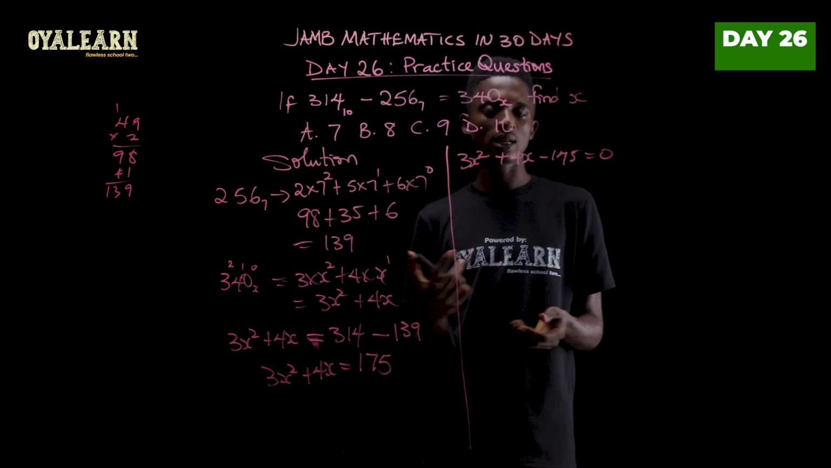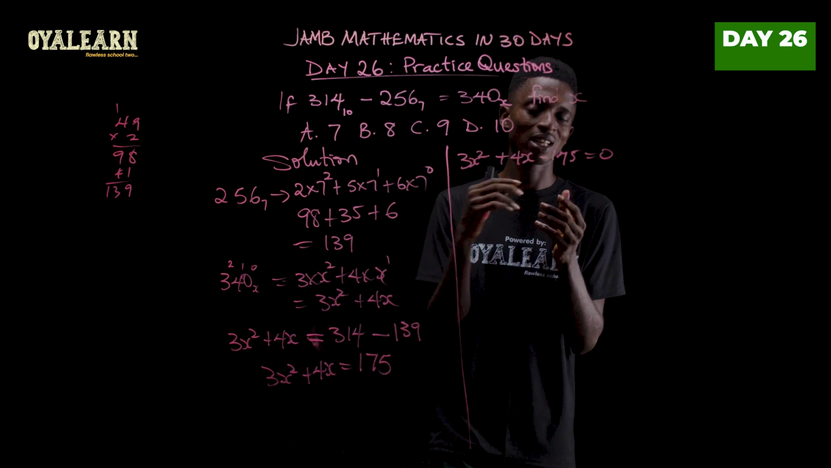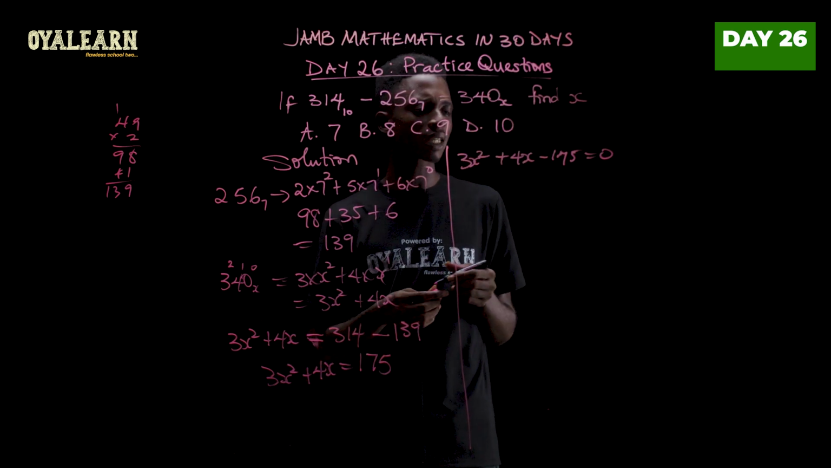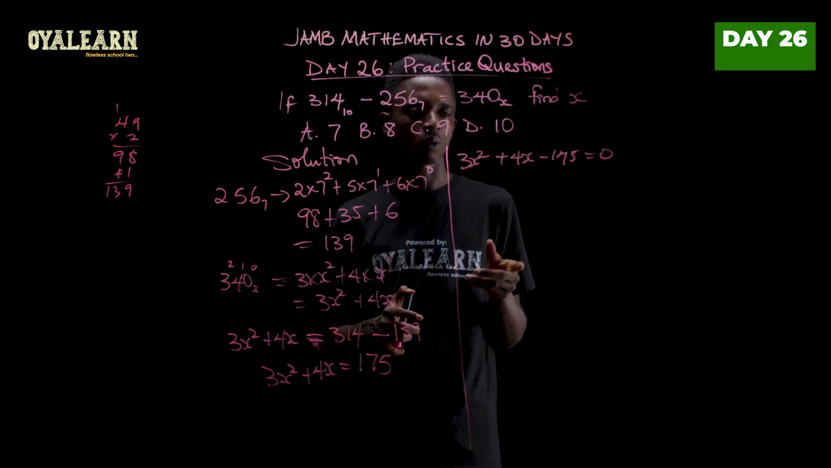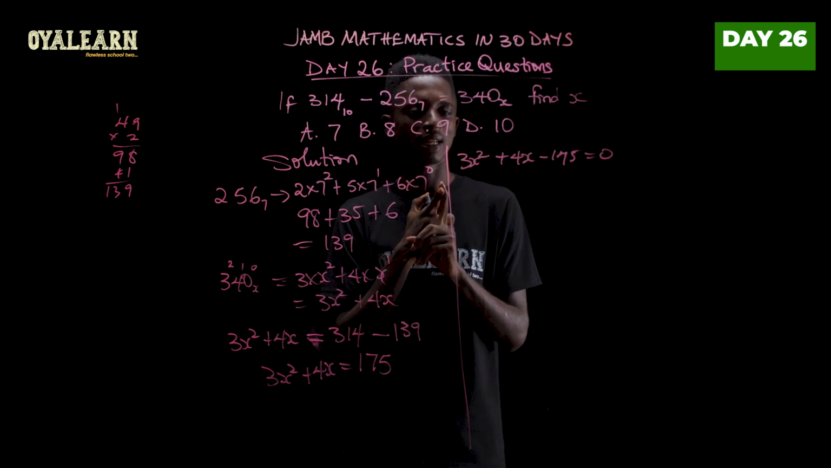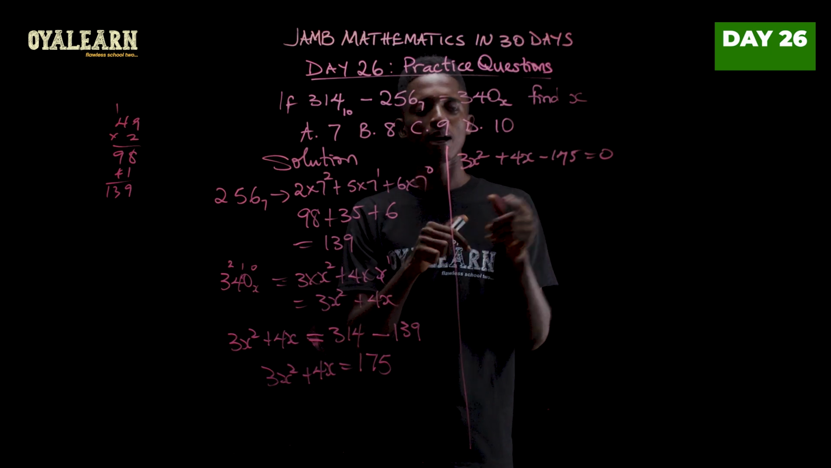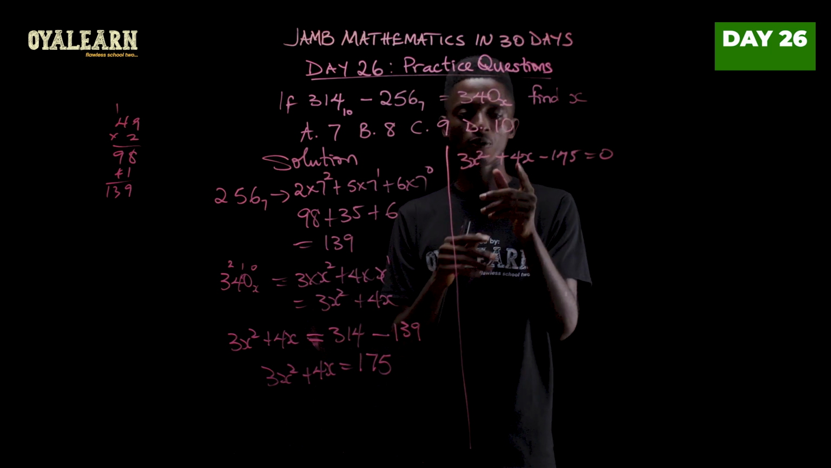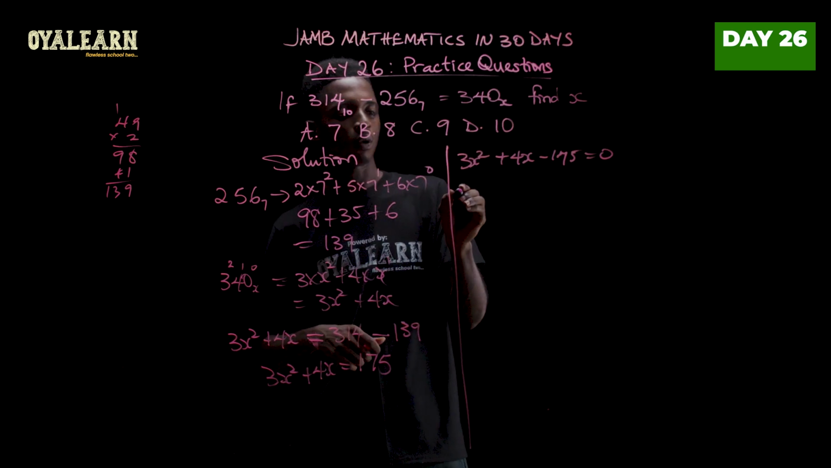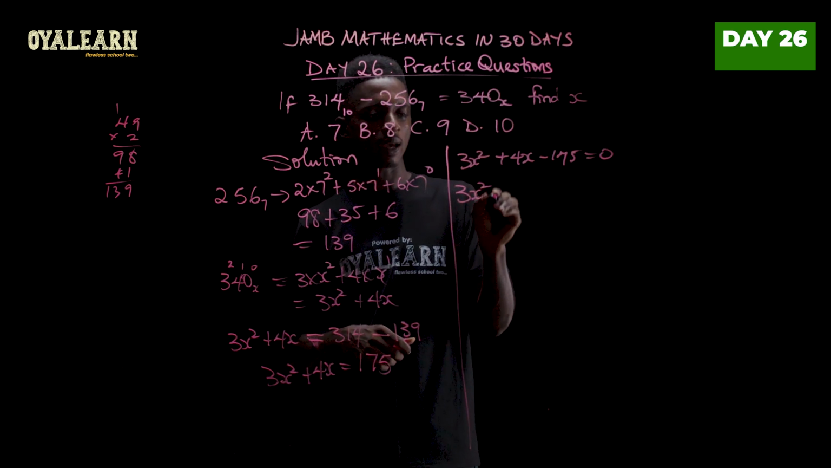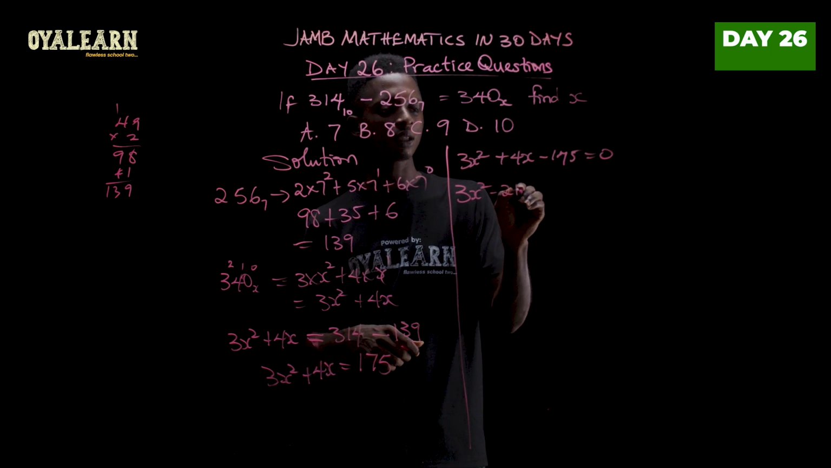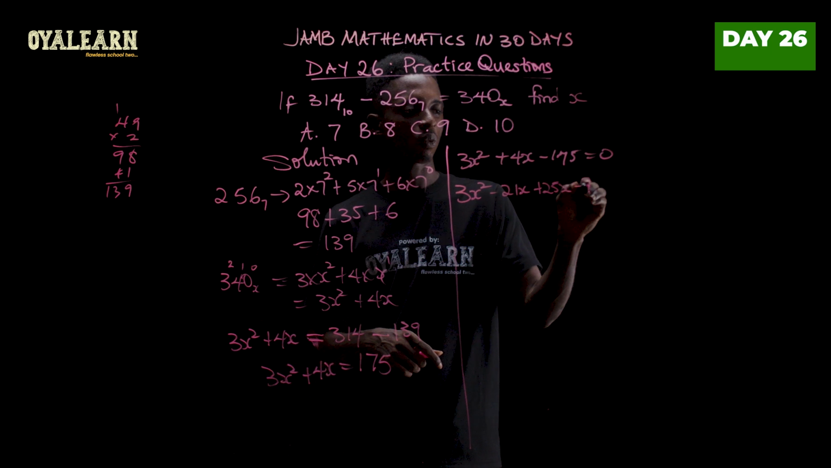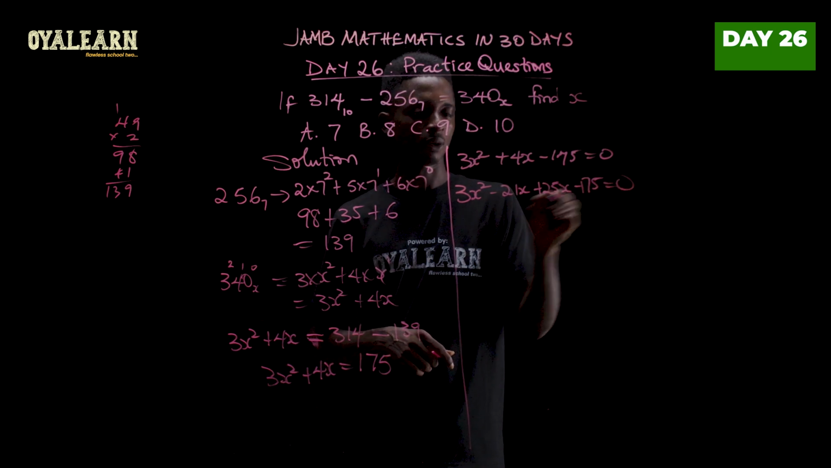I will be using factorization method, but you can go on to use any other method that you are familiar with. Now the factors I need in this case is 25 and 21, because when you multiply them together, they will give you what you get when you multiply 3 by 175. But 25 minus 21 will give you 4. So what we'll have here will be 3x squared minus 21x plus 25x minus 175 equals 0.